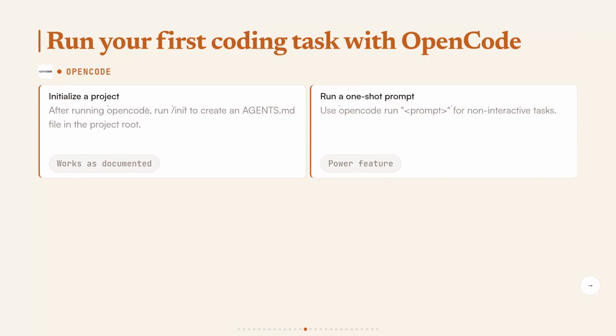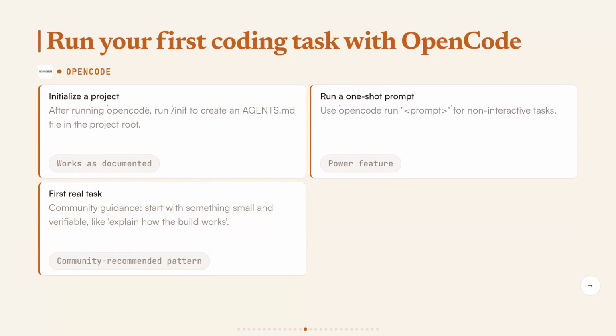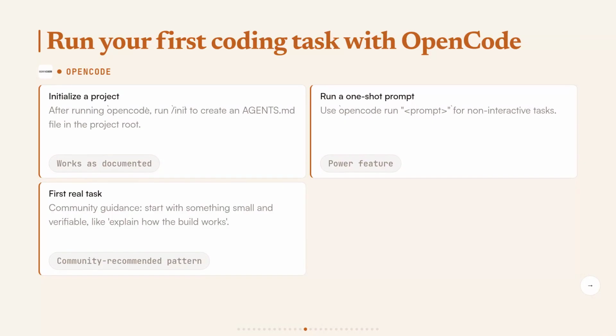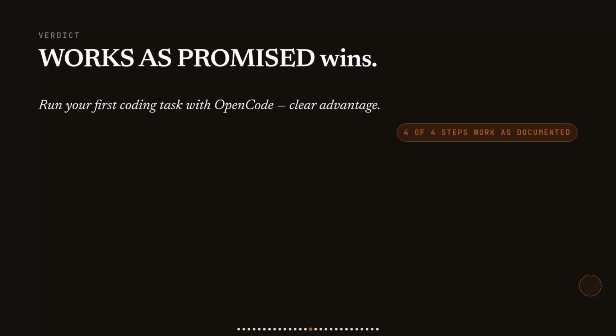Don't open with "refactor my entire auth system." Start with something small and verifiable, like "Explain how the build works," so you can confirm the agent actually understands your codebase before you trust it with anything bigger. For automation, there's a one-shot mode too. OpenCode Run runs non-interactively, which is useful if you're scripting this into a CI pipeline instead of sitting in the terminal. Stick with me, because the last 5 tests are where this decision actually flips.